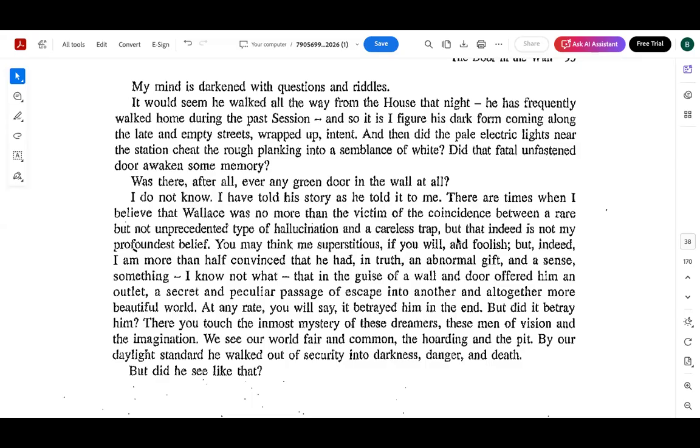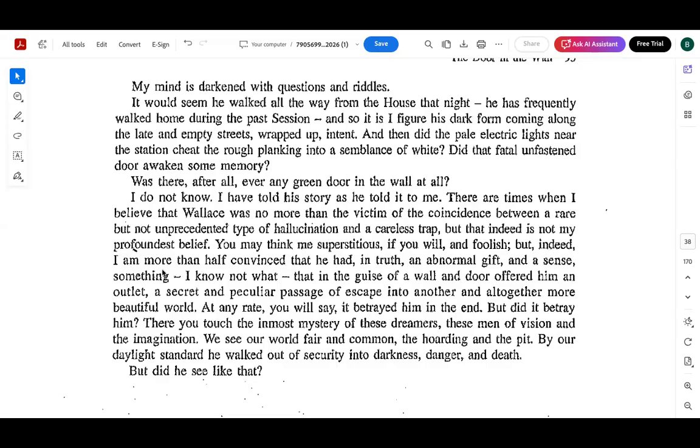"You may think me superstitious." Like earlier, I told you, this Redmond, who's the narrator, is quite skeptical. He's not sure about anything that he has narrated because he's asking questions to himself, and he's making his audience also keep pondering what might have happened to Wallace. It says, "That is not my profoundest belief. You may think me superstitious, if you will, and foolish." Now he is addressing the audience directly with the use of direct address, like "you" and "if you will."